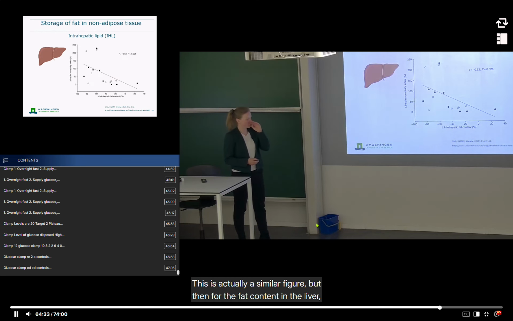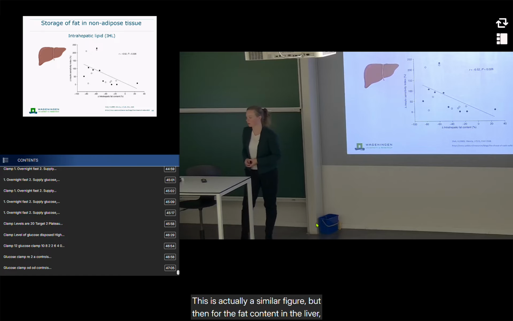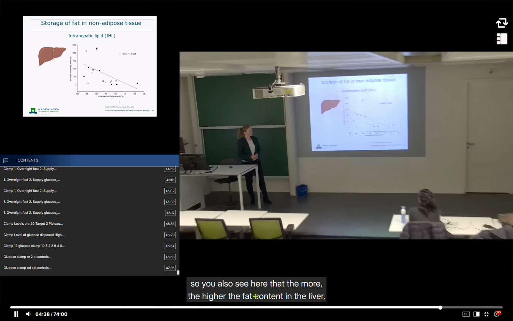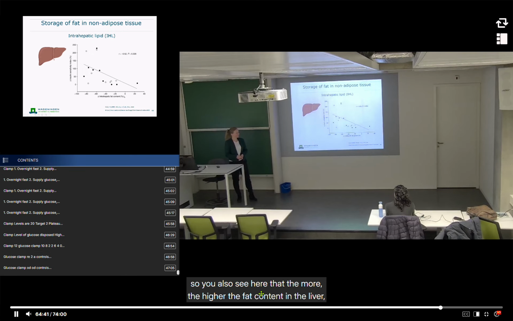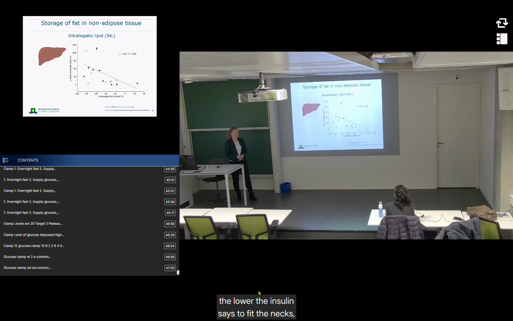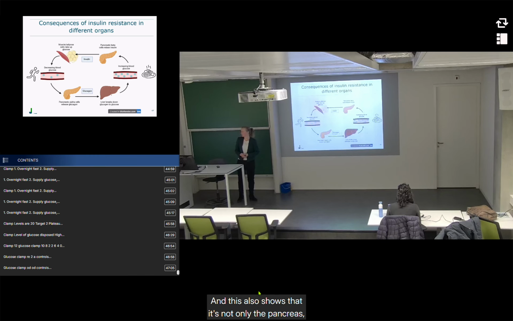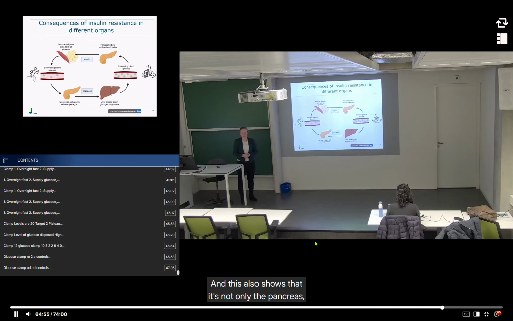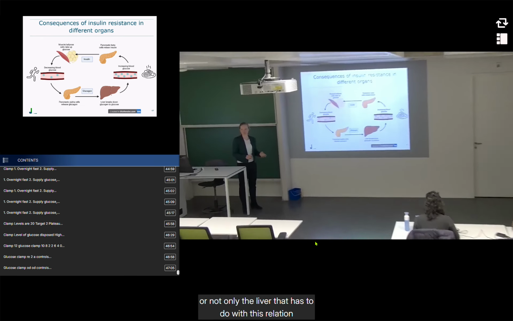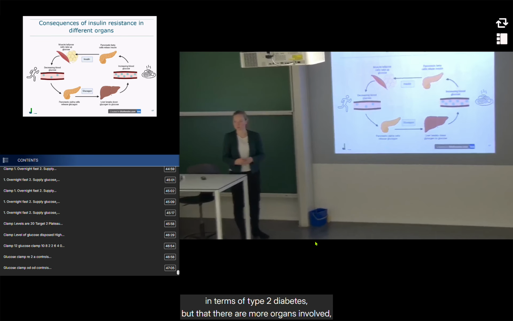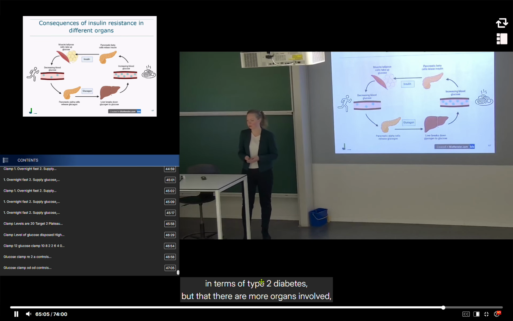This is actually a similar figure, but for the fat content in the liver. So you also see here that the higher the fat content in the liver, the lower the insulin sensitivity index. So the less sensitive you are to insulin. And this also shows that it's not only the pancreas or only the liver that has to do with this relation between insulin and glucose in terms of type 2 diabetes, but that there are more organs involved, and it's actually quite a complex process that is going on.